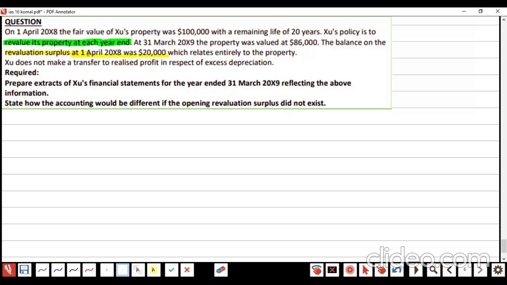And the next line, ignore it for now. Assume they are not realizing anything. They are saying not now, so ignore this line about depreciation, realization, and transfer to retained earnings. We don't talk about that now. In the next question, we will learn what that means. Okay?